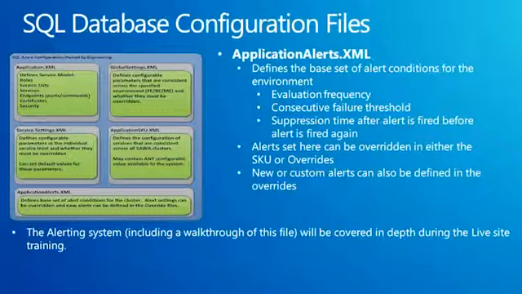Any alert that is set in this file can be overridden in any of the SKU files or any of the application override XML files. New or custom alerts are typically defined in the override files first, and then eventually moved into this file during the Microsoft build process.